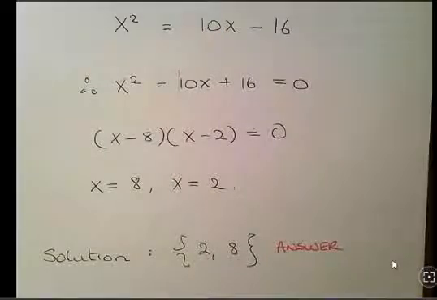That's a quadratic. Factorize it: x minus 8 times x minus 2 is equal to 0. So x is equal to 8 or x is equal to 2. So our solution is 2 and 8. That is the answer to the second part, so those are worked examples using logarithms.